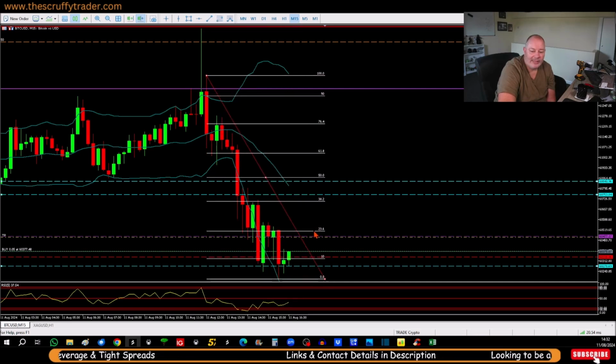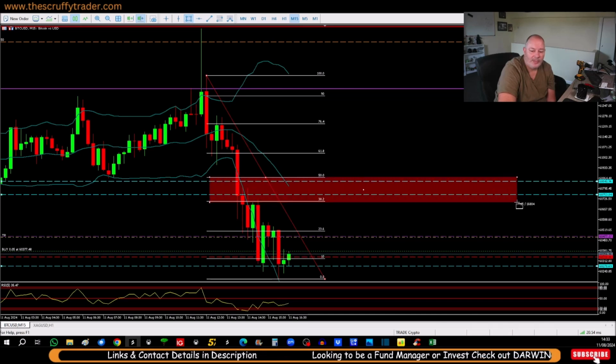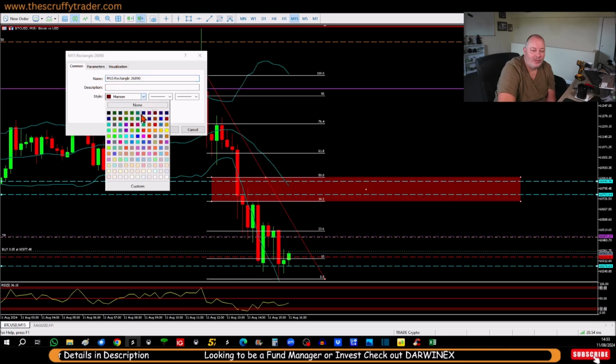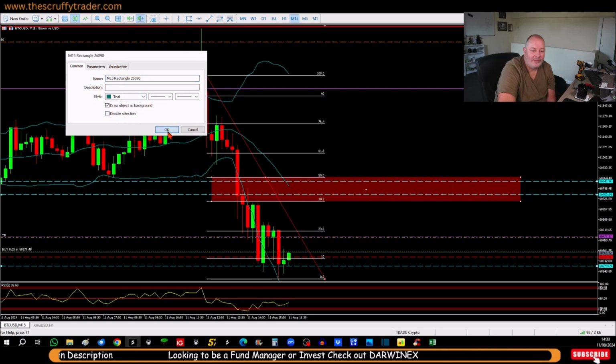There's the end. I'm getting out just before that 23, but I'm looking for this area here, this zone. This is the nice zone, this bit. Why is that the nice zone? Because that's where I'm planning on selling it. So we'll just turn that into teal.